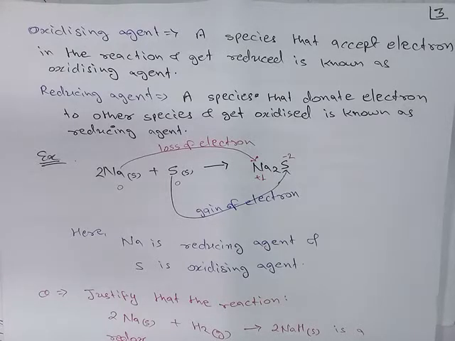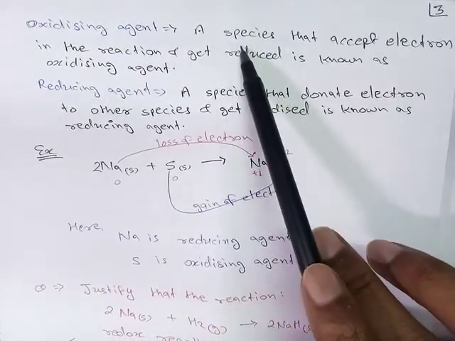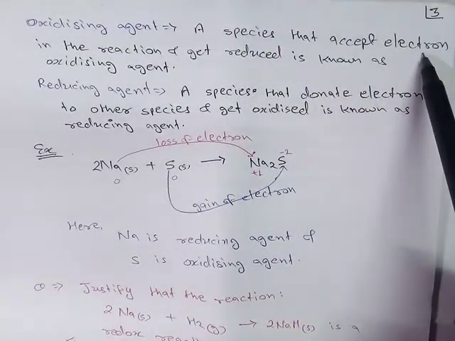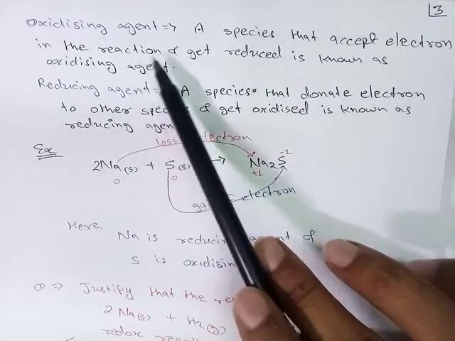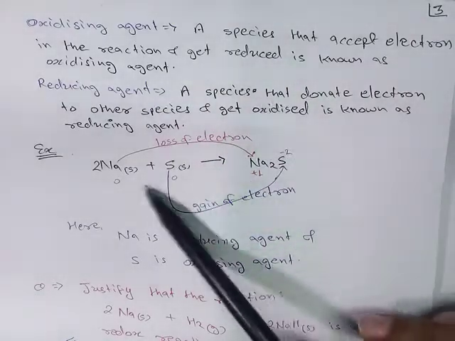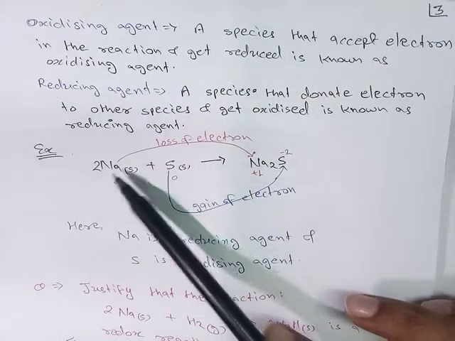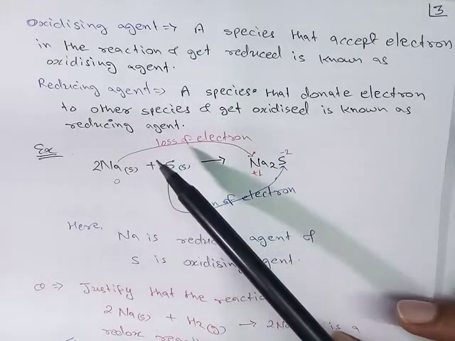So first of all, let's discuss oxidizing agent. Oxidizing agent means a chemical species that accepts electrons in the reaction and gets reduced. Suppose this is a reaction; we will show an example of oxidizing agent and reducing agent.